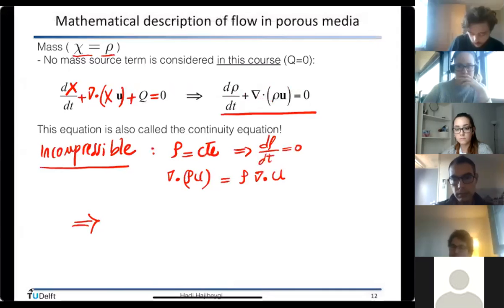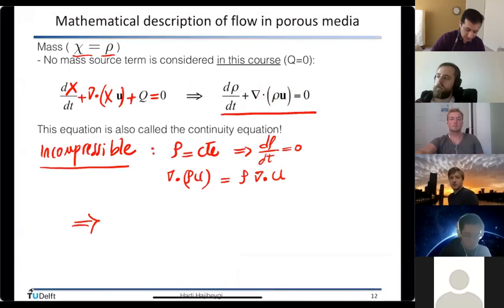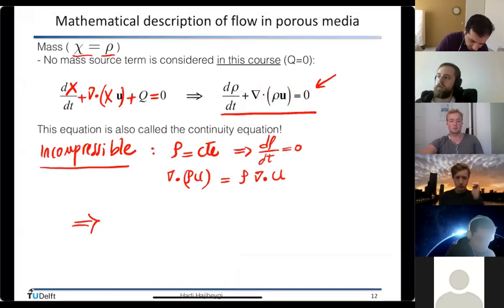So Freak, if I apply these considerations of incompressibility, what would this equation end up with? What should I do with d rho dt?